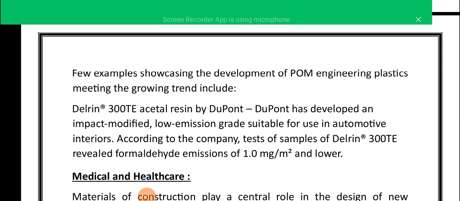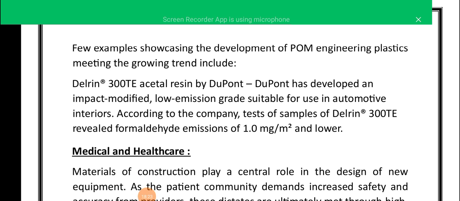Here are some examples of polyoxymethylene. Delrin. Delrin 300T acetal design by DuPont. DuPont has developed an impact modified low emission grade which is suitable for use in automotive interiors. According to the company, tests of samples of Delrin 300T revealed formaldehyde emission of 1.0 milligram per meter squared and lower.